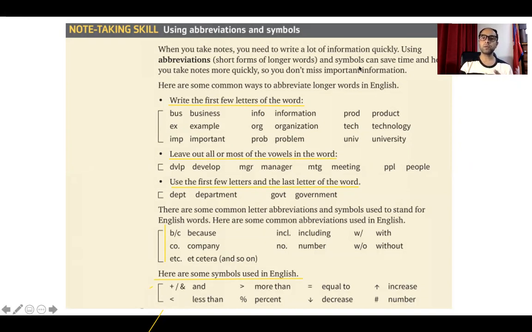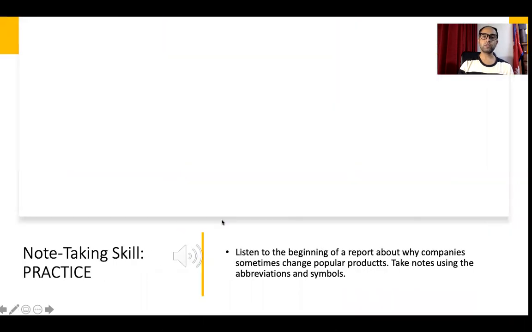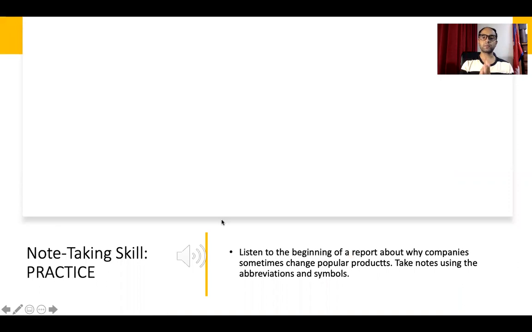Now I want you to look at page 122 to study detail on this, which I cannot show you all in the video. So keeping this in mind, in the next part, I want you to practice taking notes. So what you have to do is listen to the beginning of a report about why companies sometimes change popular products. Take notes using the abbreviations and symbols.